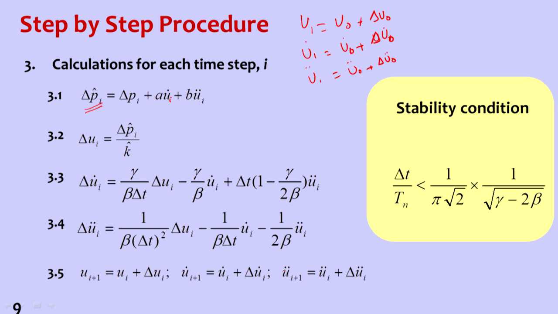In this one we should remember the stability condition. Usually delta t is a small fraction of Tn, where Tn is the natural period of the system. How do we get this Tn? Tn is equal to 2 pi by omega n, and we get the natural frequency omega n as the square root of k by m. Then delta t by Tn should be less than 1 by pi into the square root of 2, into 1 by the square root of gamma minus 2 beta. So this is the stability condition. Usually this is met, but if we are not getting proper results, we can check whether this condition is met or not.